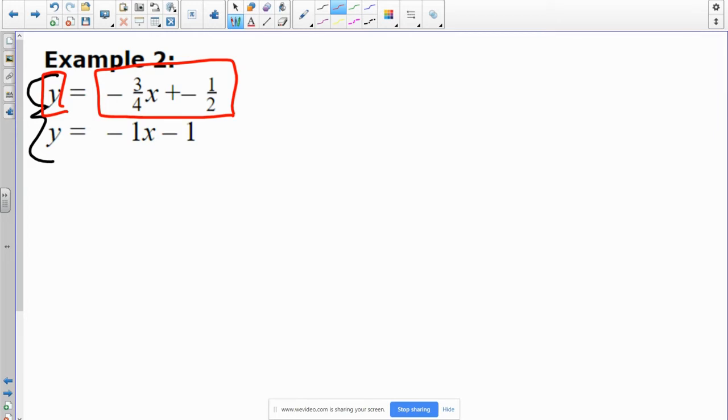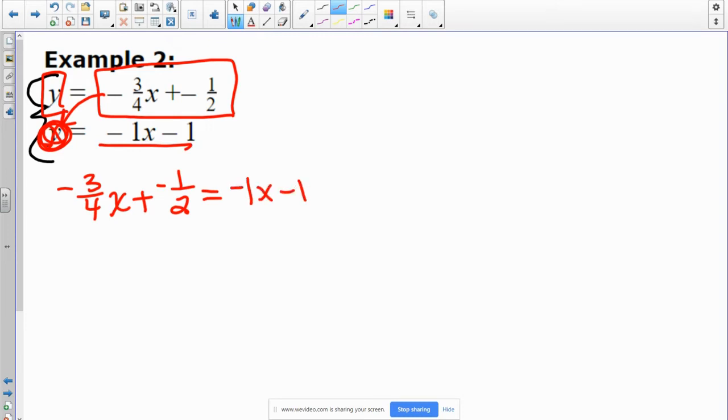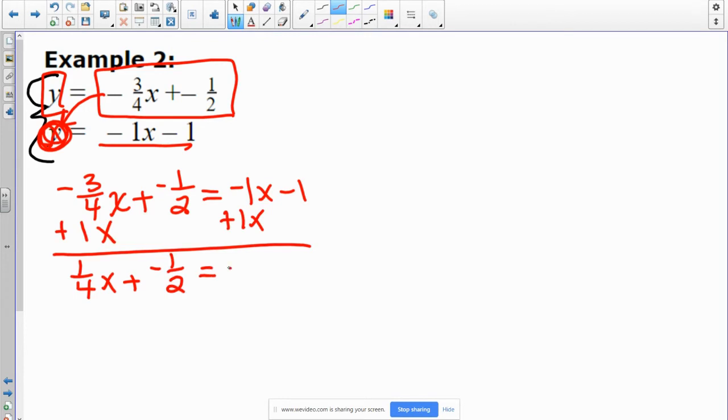So I'm going to look at the other equation, and instead of this y here, I'm going to substitute -3/4 x plus -1/2. So when I do that, it will look like -3/4 x plus a -1/2 equals, because I replaced the y right here, and it now still equals -1x minus 1. And we're going to go ahead and solve. I'm going to take care of the x's first. Since this one's smaller, I'm going to add 1x to both sides. I get 1/4 of an x plus -1/2 equals -1.